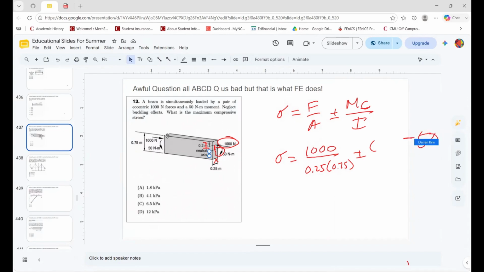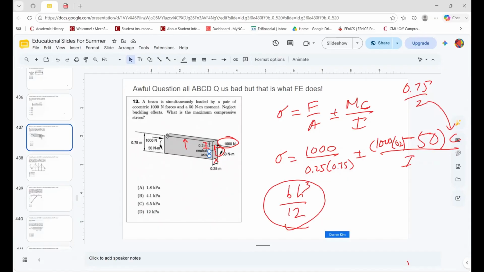So 50 minus F, which is 1,000 newtons, multiplied by 0.2. And then the C is multiplied by the highest over here. So 0.75 divided by 2 is over here, and that is C, divided by I. I believe I is this. Do I want to make a guess, or look it up? I'm just going to assume it's that. And if none of the answer choices is that, then I messed up.